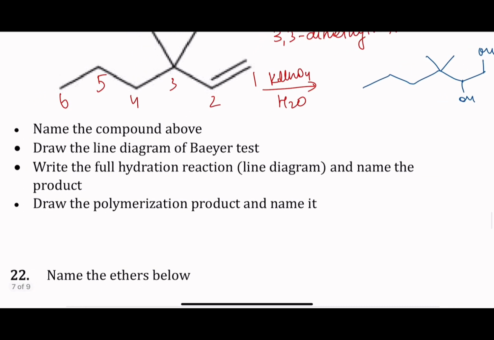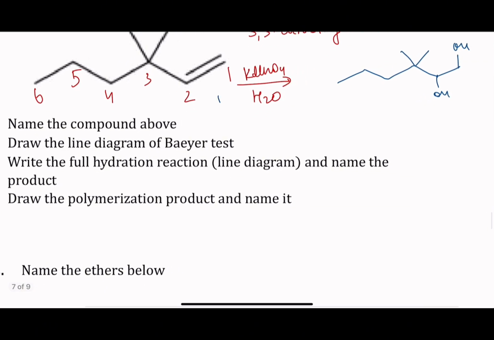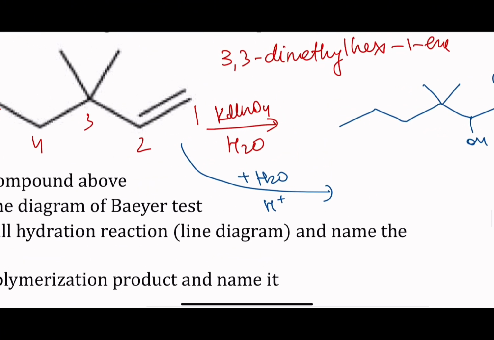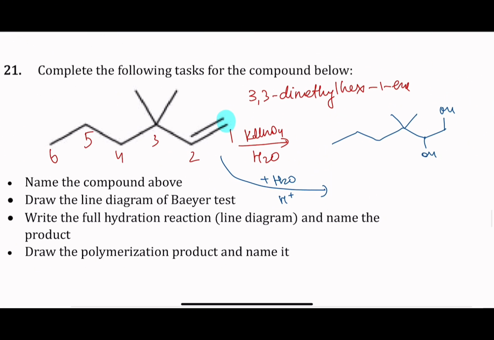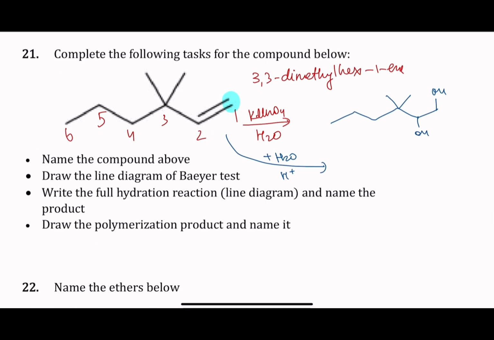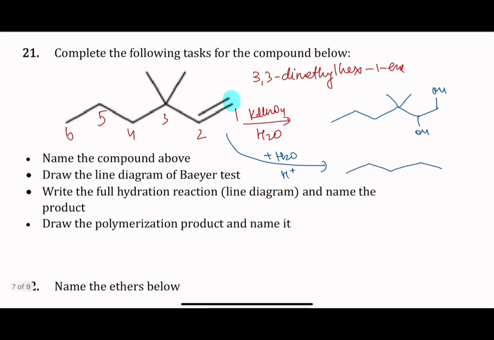Write the full hydration reaction. So hydration reaction meaning that H2O and acidic environment is added to it. So we add according to Markovnikov rule. We know that this side is rich with hydrogens. So the way the product is going to look like, we got this. We add the H into the very left and OH in here. That's the hydration product according to Markovnikov's rule.